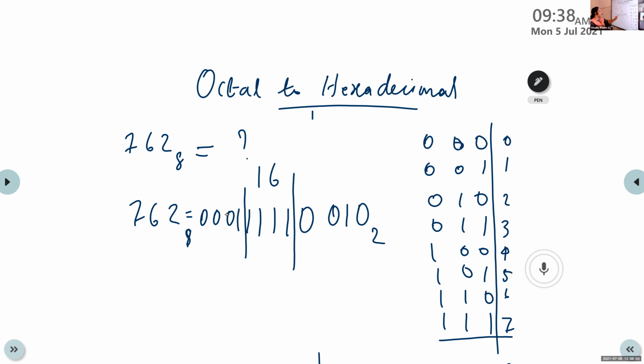What is the value of 0, 0, 1 in the 4-bit table? 1, correct. Then what about the 441?